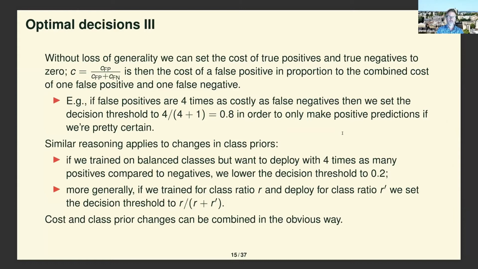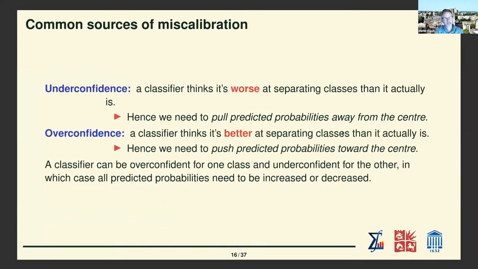Okay, so this is one reason why having good probabilities is helpful, because then we have simple ways to change the decision threshold in response to changes in our deployment context. Okay. So I've told you a little bit about what calibration is and why it is important. So let's talk a little bit about common sources of miscalibration.